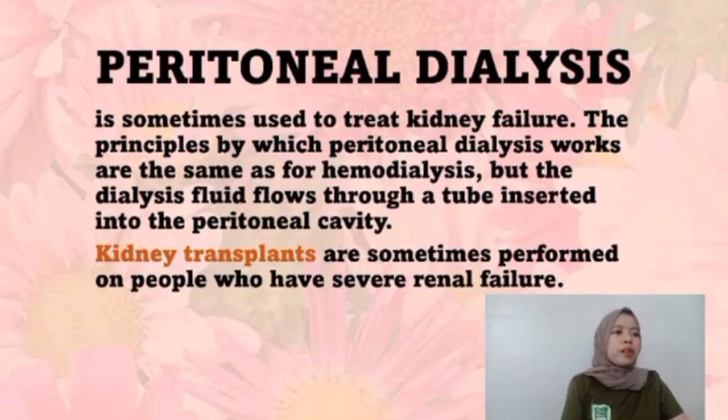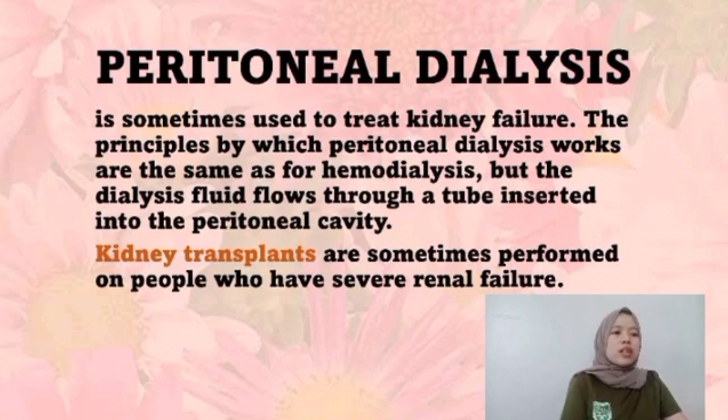And there is another treatment for kidney failure. It is called peritoneal dialysis. It is sometimes used to treat kidney failure. The principle by which peritoneal dialysis works is the same as for hemodialysis, but the dialysis fluid flows through a tube inserted into the peritoneal cavity. The visceral and parietal peritonea act as the dialysis membrane. Waste products diffuse from the blood vessels beneath the peritoneum across the peritoneum and into the dialysis fluid.